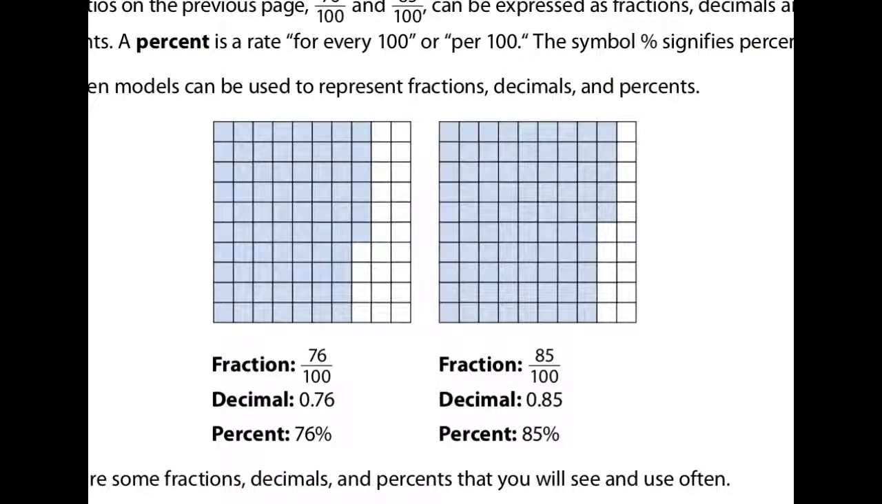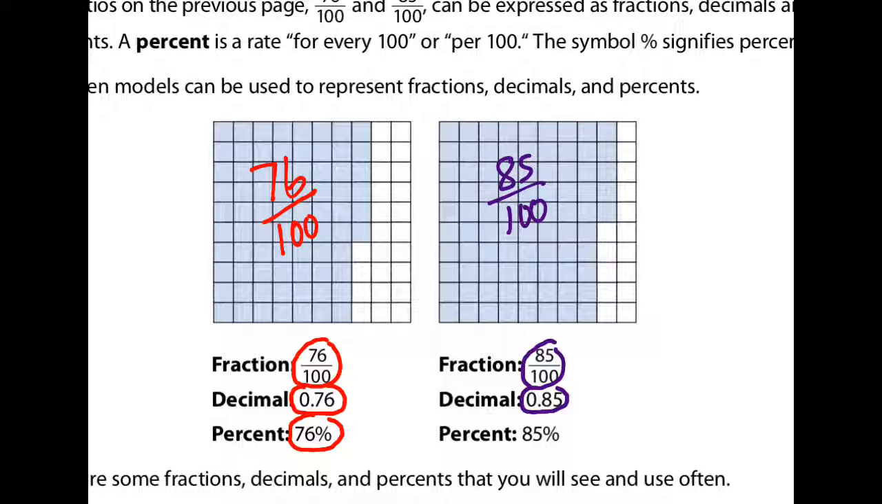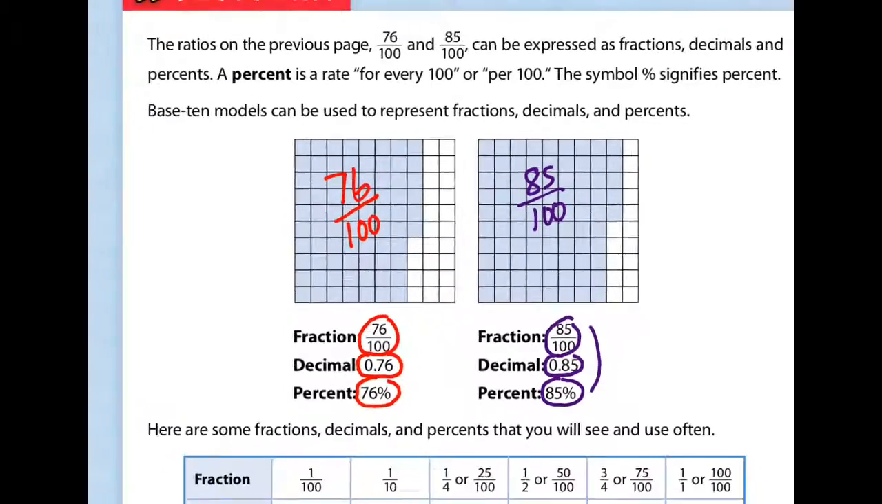In this first model here, there are 76 shaded out of 100 total. And that can be written as the fraction, 76 out of 100, as a decimal, 76 hundredths, and as the percent, 76%. These are all equivalent. Now, the one on the right, we have 85 are shaded out of 100. And 85 out of 100 can be written as a fraction, as the decimal, 85 hundredths, and as the percent, 85%. So these are also all equivalent.